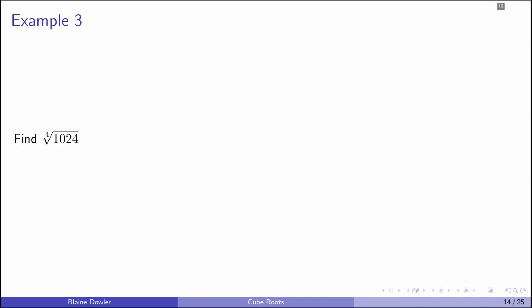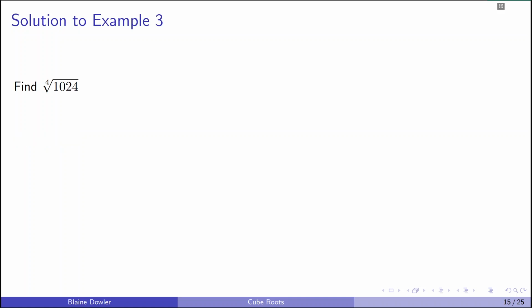Example 3, the 4th root of 1,024. We can actually go past cube roots here. Yeah, the curricular outcome specifically says cube roots, but then read the details on their achievement indicators, and they do say that we should expect some students to go past cubed. So we'll do an example like that.